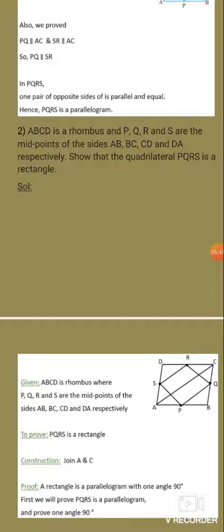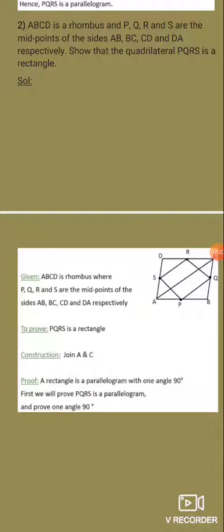Show that the quadrilateral PQRS is a rectangle. Listen carefully here. Given that ABCD is a rhombus. Rhombus means all sides are equal. Now we need to show that quadrilateral PQRS is a rectangle. Okay.